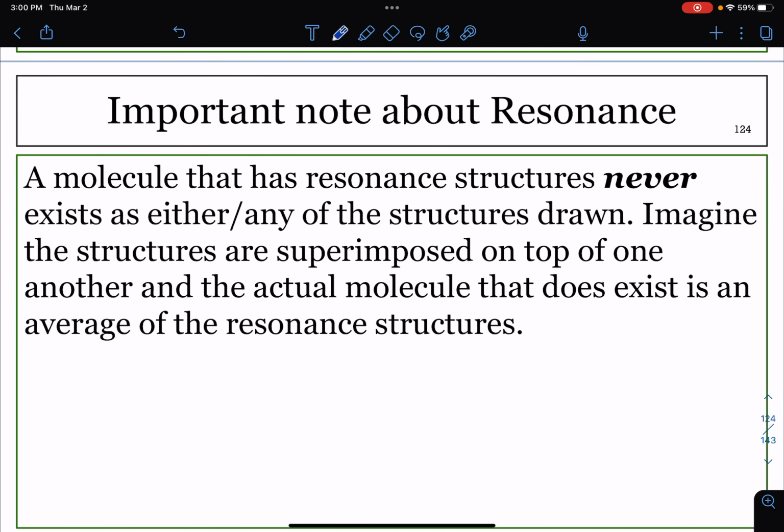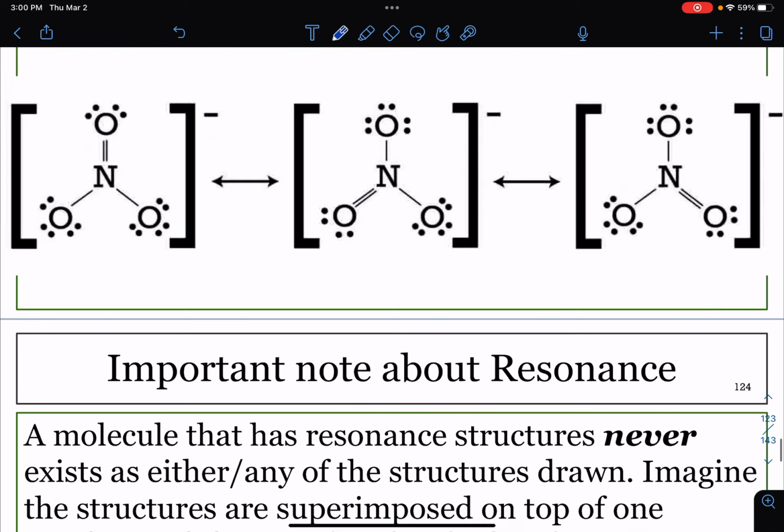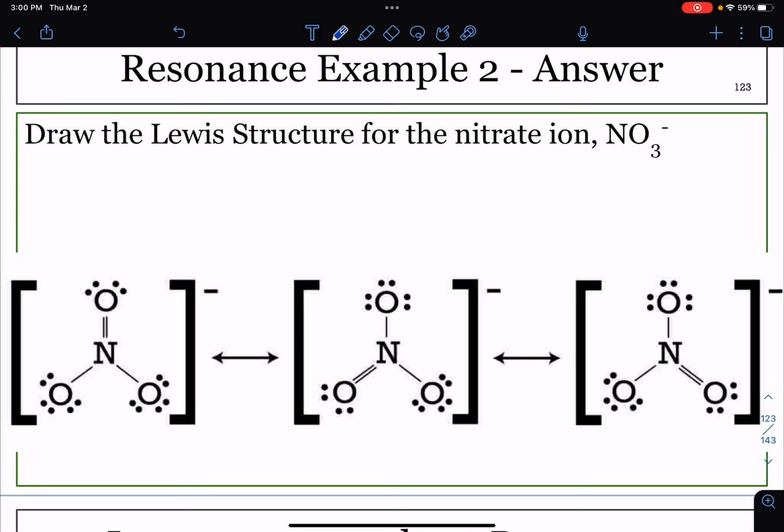So remember also that a molecule that has resonance structures never exists as any of the structures drawn. So none of these structures actually exist with 1 double and 2 singles. You have to imagine that these structures are superimposed on top of one another, and that the actual molecule that does exist is an average of the resonance structures. So here we would have more of a 1 1/3 bond. It would be a little bit shorter than a single bond, but longer than a double bond. And it would also be a little bit stronger than a single bond, but weaker than a double. So it's somewhere in between.